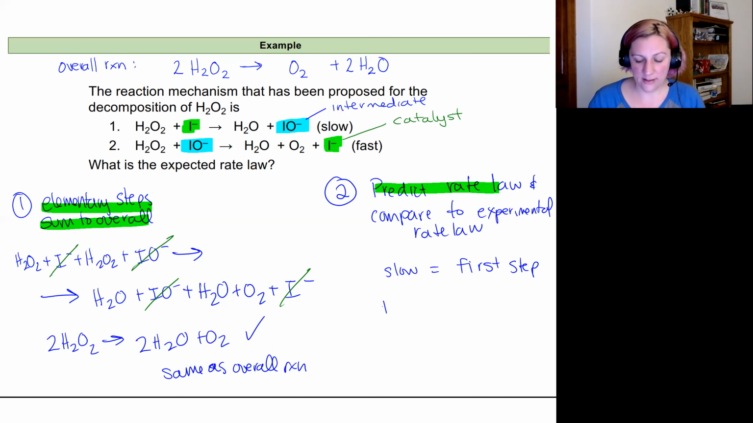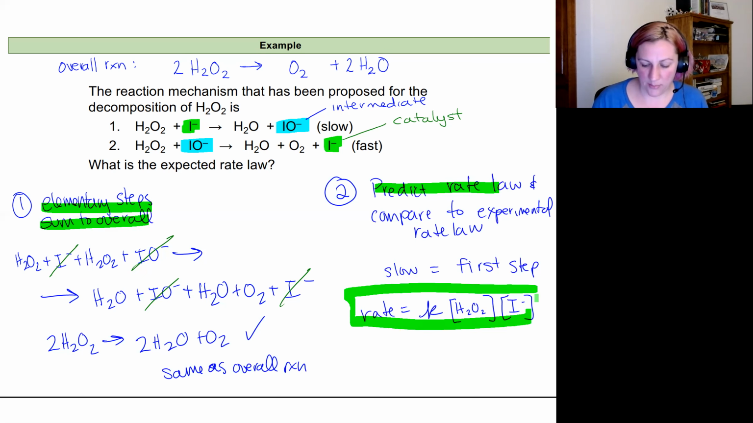So that means our rate is going to be equal to the rate law constant, which we're not going to worry about calculating. That's something we would have to determine experimentally. And now I'm going to take the concentration of just my reactants of that first step. So that's H2O2 and I minus. The concentration of my reactant and the concentration of my catalyst. That's it. There's just a first order dependence on each of those because I'm just using one hydrogen peroxide and one I minus. I don't have a 2 or 3 coefficient anywhere. And so that's going to be my predicted rate law.